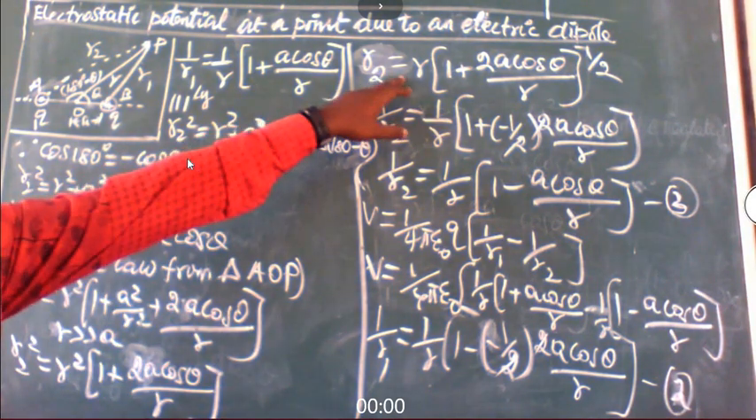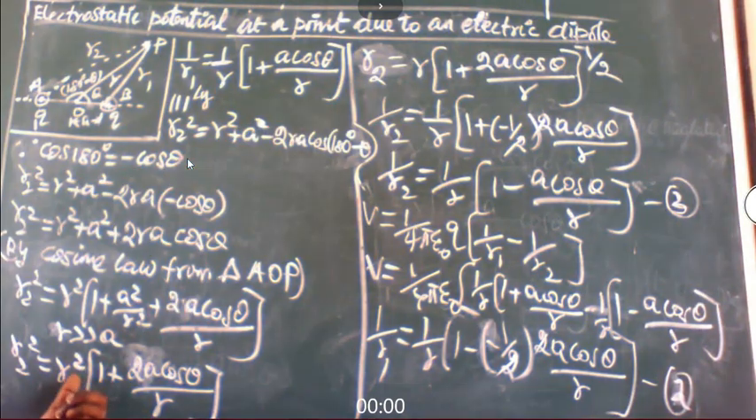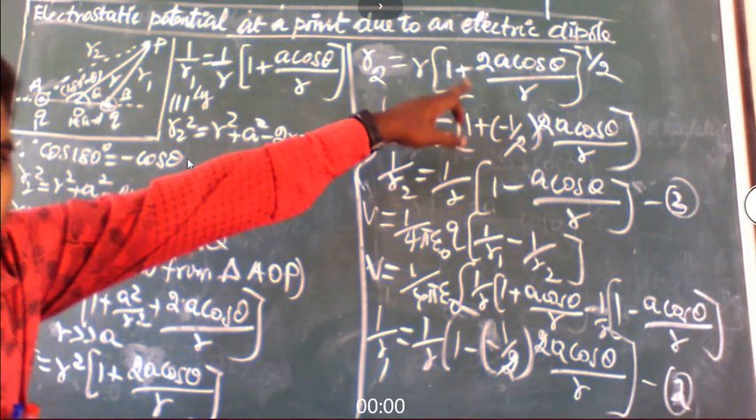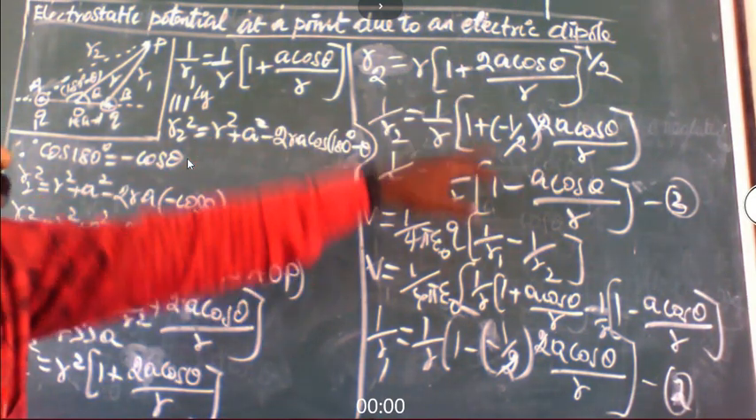The square and the square root cancel each other. So r2 is equal to r into (1 plus 2a cos theta divided by r), the whole power 1 by 2.